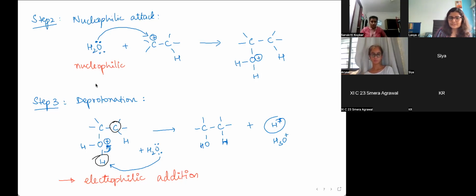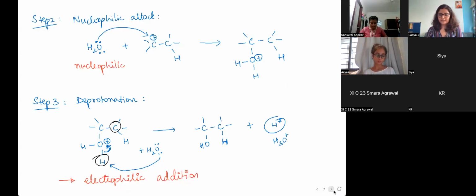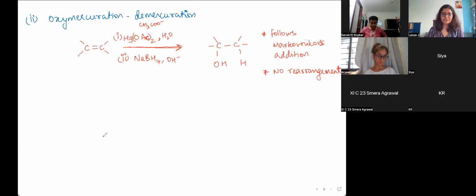Okay. So here also the same thing is happening. The oxygen is taking a bond pair, leaving the H plus, which is taken up by water. And now to remove that acetate, we will use NaBH4. So this whole thing is oxymercuration, and this part is demercuration. So demercuration happens through reduction.